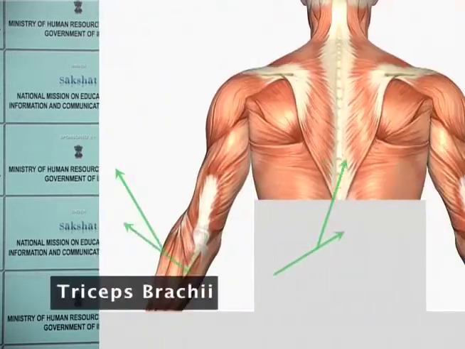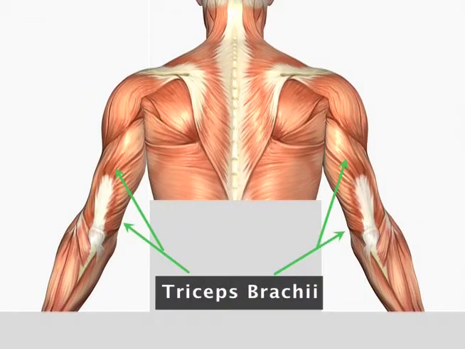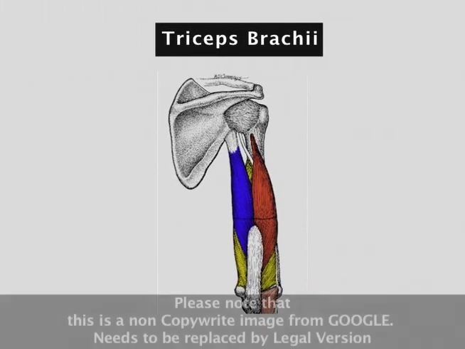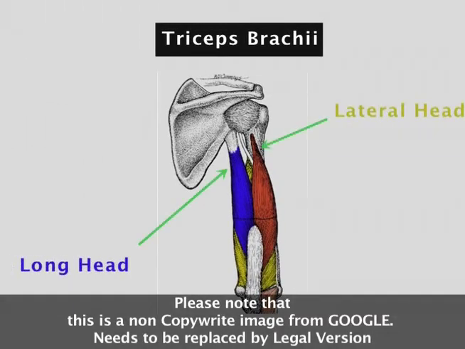The next muscle seen in the arm region is the triceps brachii. The triceps brachii is situated on the posterior side, or the posterior compartment, of the arm. It has three origins: a long head, a lateral head and a medial head. The long head originates from the infraglenoid tubercle, the lateral head from the posterior humerus, and the medial head again from the posterior side of the humerus. It is inserted to the olecranon process of the ulna.